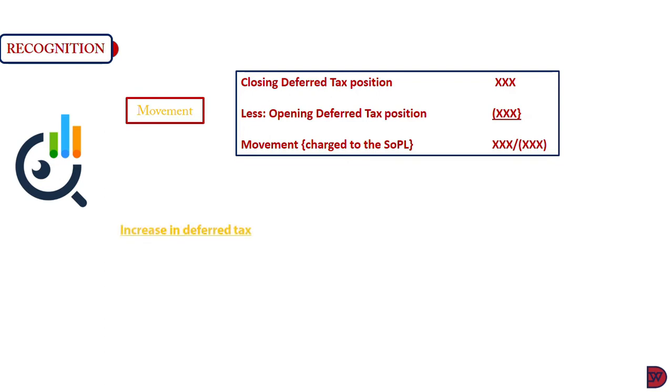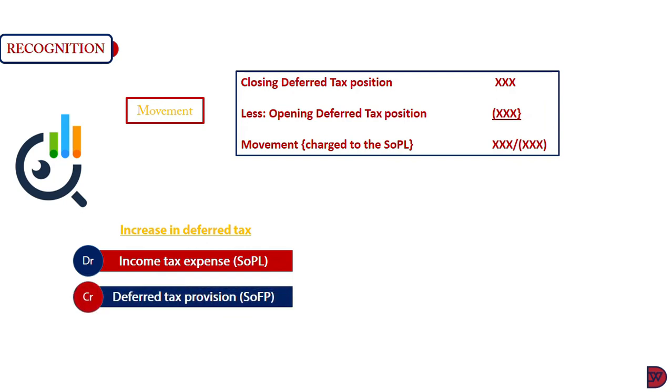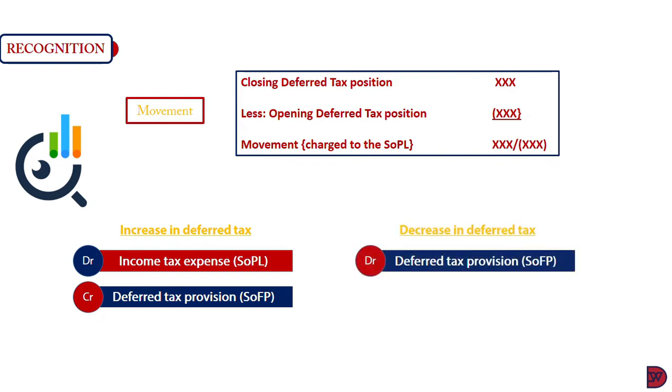So let's take a look at the increase in deferred tax. You debit it in the statement of profit or loss under income tax expense. Then you credit the deferred tax position in the current liability column of the statement of financial position. Now, when there's a decrease, the reverse is done. You debit the deferred tax provision, then you credit the income tax expense, which will be an income, under the statement of profit or loss.